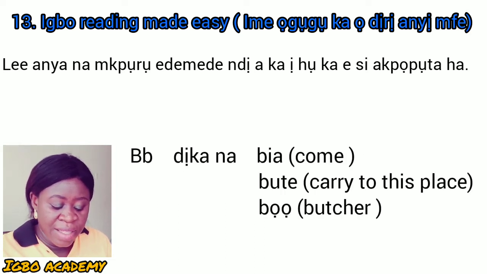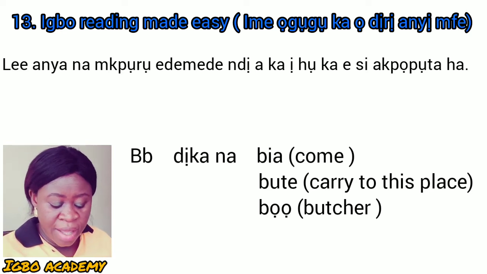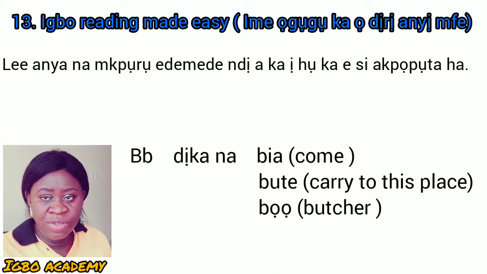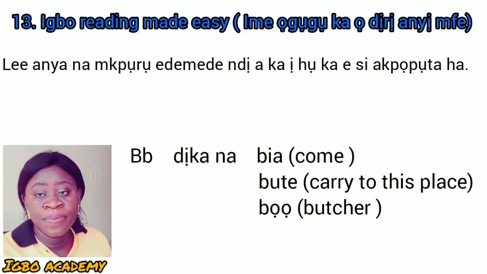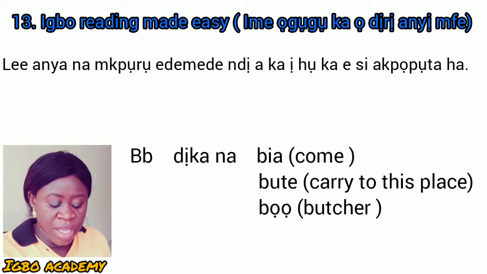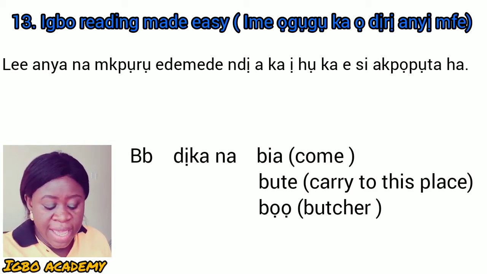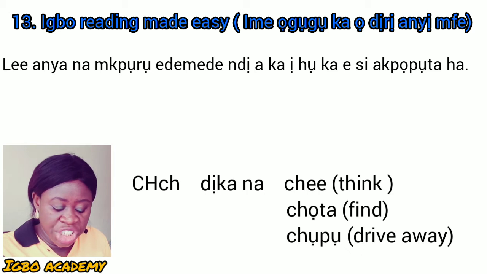Then now we go over to B. B, dịka na Bia. Bia means to come. Bute means carry to this place. Bo is to butcher. So B, dịka na Bia, come. Bute, carry to this place. Bo, butcher.